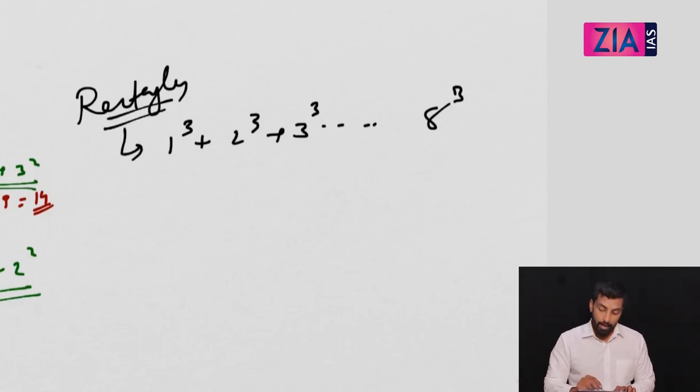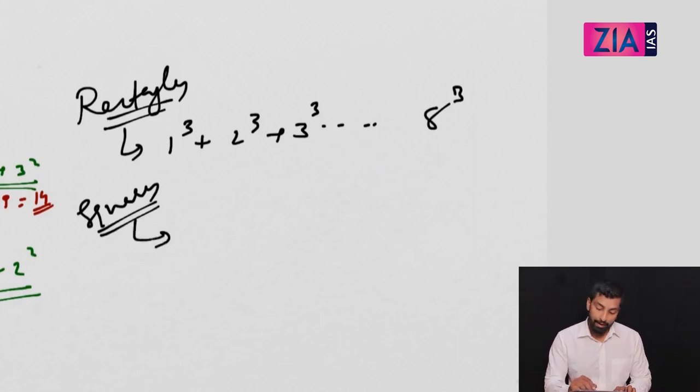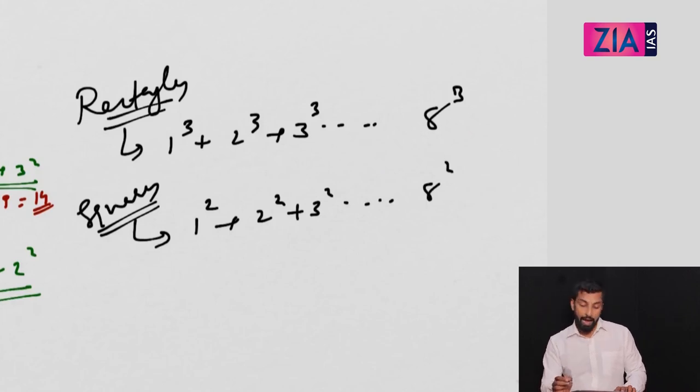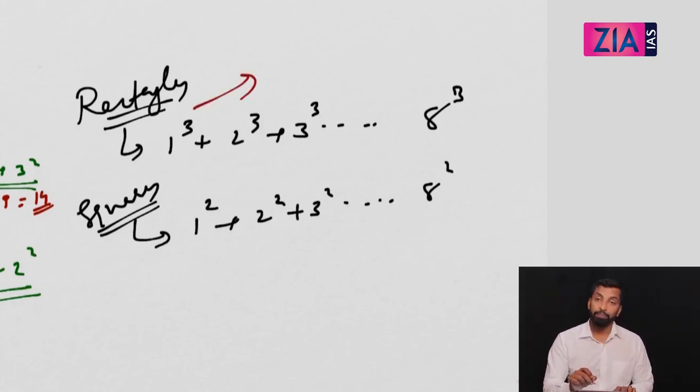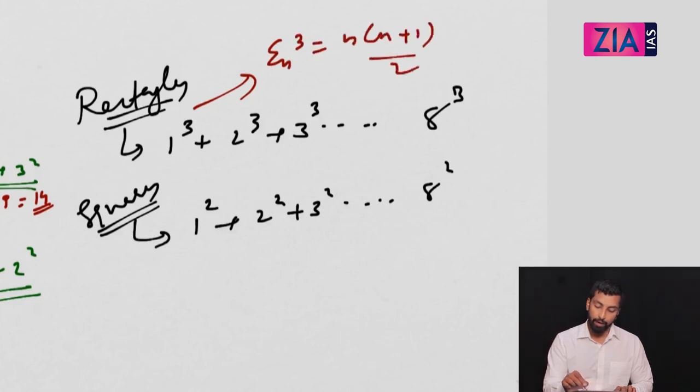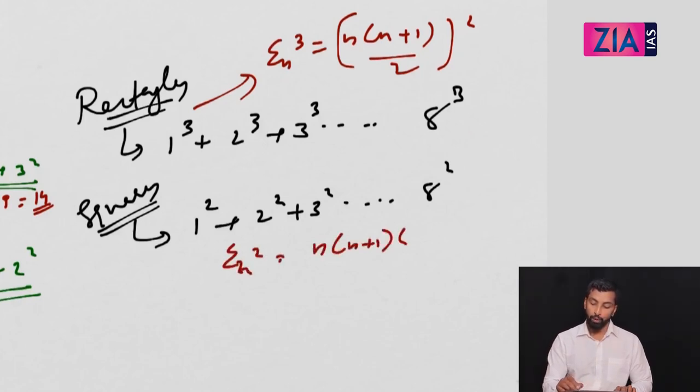What is this? The number of rectangles in a chessboard. You will find cubes. If I ask you the number of squares in a chessboard, you will find squares: 1 square, 2 square, 3 square, etcetera, up to 8 square. And you know the formula for this? Sigma n cube is equal to n into n plus 1 divided by 2, whole square. You know the formula for this? Sigma n square is equal to n into n plus 1 into 2n plus 1 divided by 6.